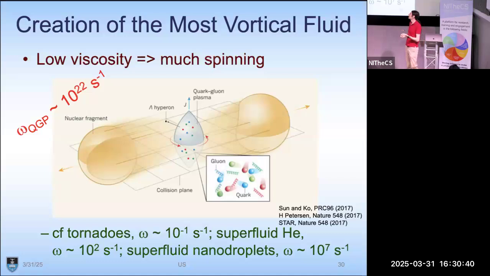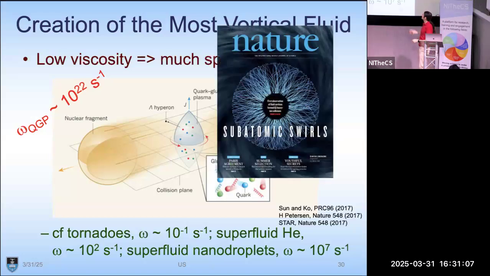So very, very fast. And so if I multiply this angular velocity of 10 to the 22 inverse seconds times about 10 to the minus 23 seconds, what I end up with is about 15 degrees. That's how much this thing rotates. So even though it's rotating extraordinarily quickly, it doesn't rotate very much. And this made the cover of Nature a few years ago.